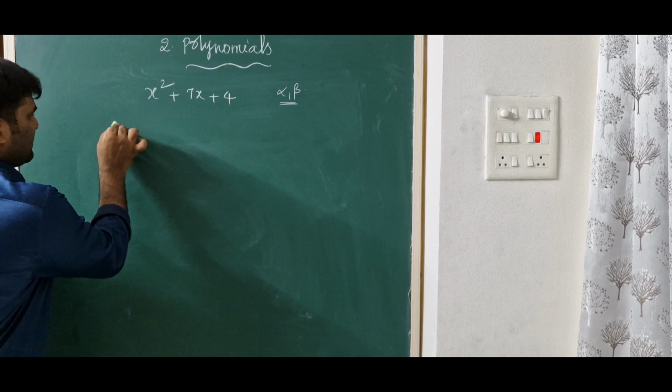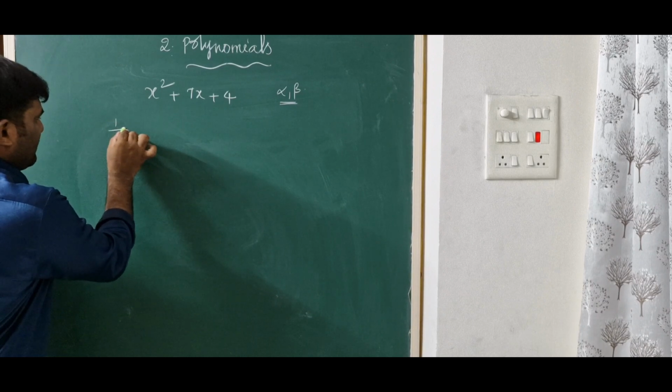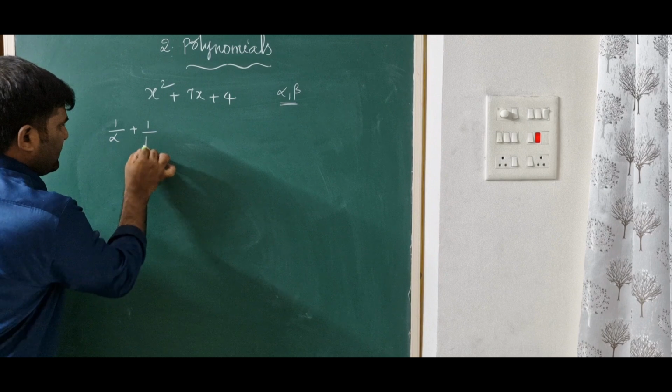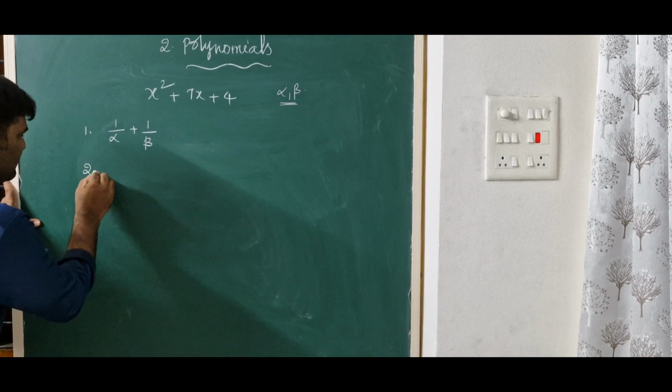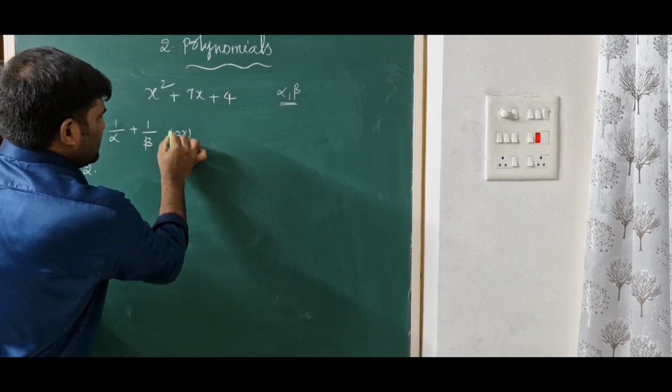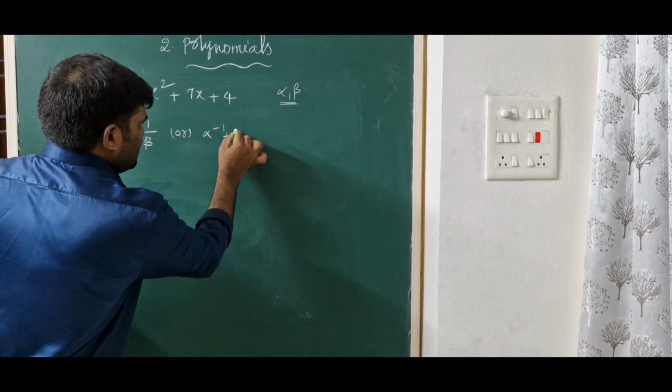They'll ask questions like this. First one is 1 by alpha plus 1 by beta. I'll explain now how to find all of these. Second one, they can even ask you as alpha inverse plus beta inverse.